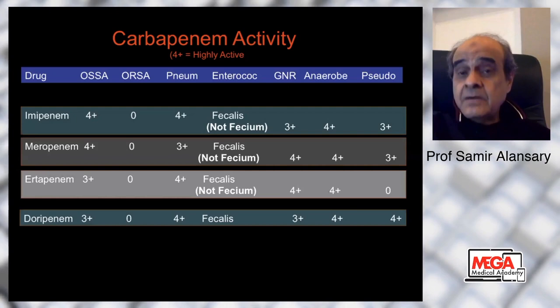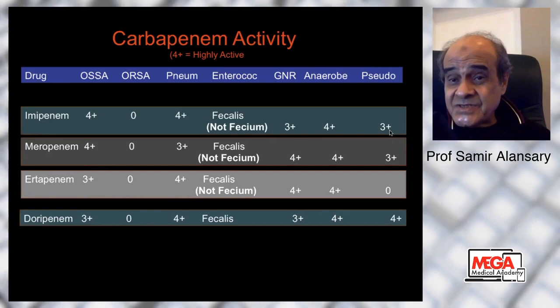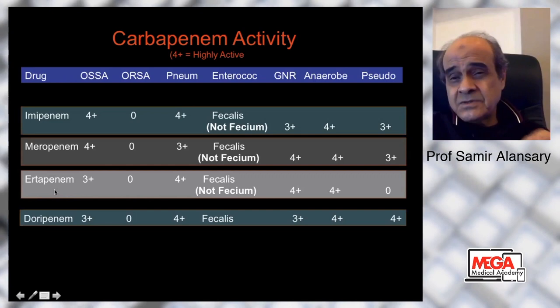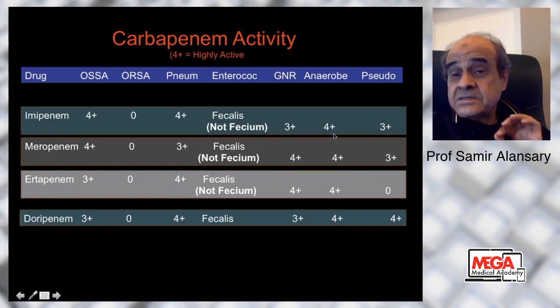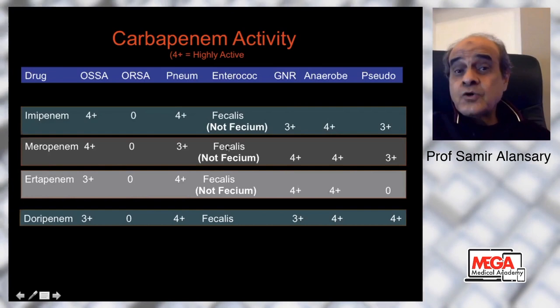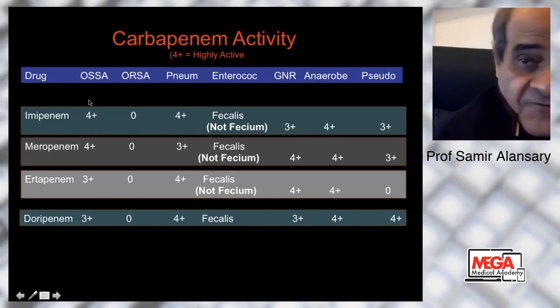All of them are effective against Pseudomonas except ertapenem. Ertapenem really is a very good drug because it is used once daily, but it is not effective against Pseudomonas. But the other drugs are effective against Pseudomonas, against anaerobic infection, against gram-negative organisms, against Enterococcus faecalis only, against Staph aureus. Not affecting MRSA.